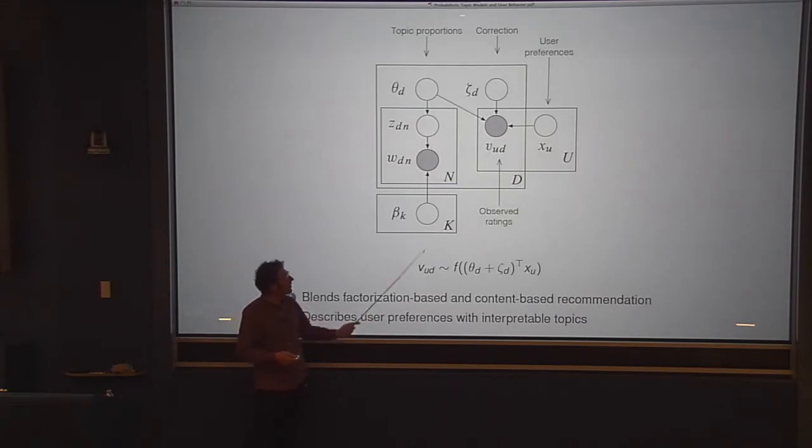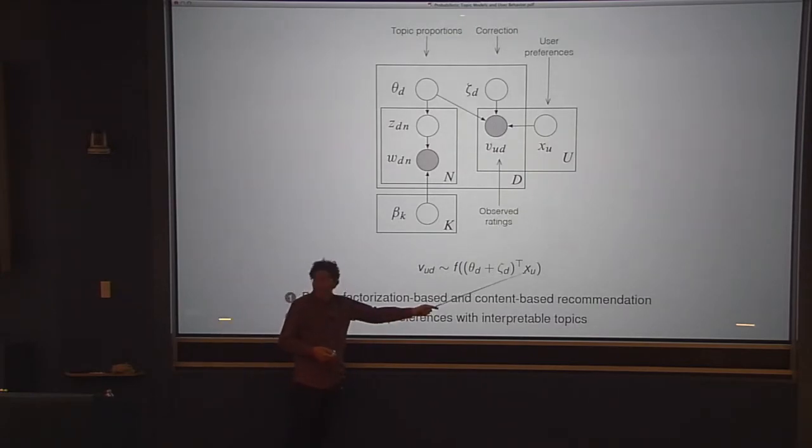Okay, for those of you that are interested in the details, I won't give all the details, but this one little detail is interesting. Basically, this is like doing matrix factorization, where XU are the user preferences, as in classical matrix factorization. But now the representation of the document has two pieces. One is theta D, which also describes the words of the article through the topic model, and zeta D, which describes the correction. So theta D and zeta D are both k vectors. K is the number of topics. And whether or not you're interested in article D has to do with how similar theta D plus zeta D is to your preferences.